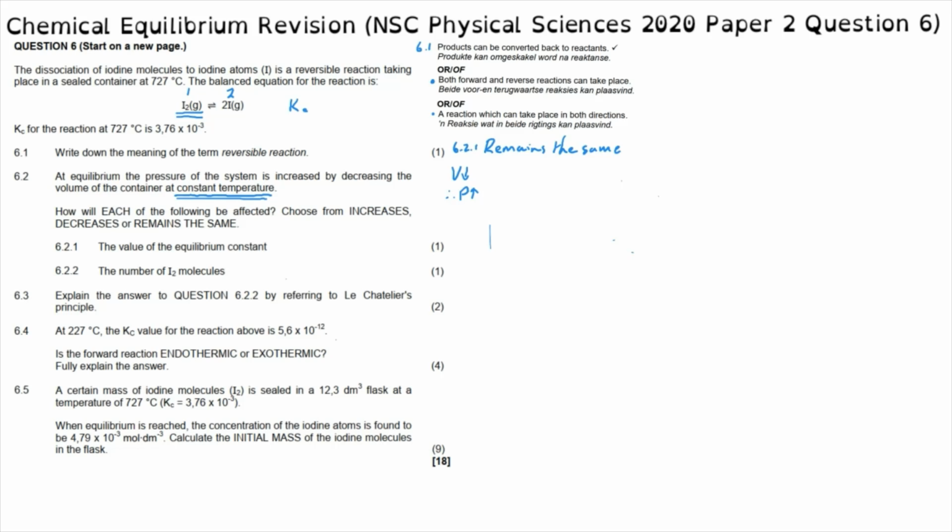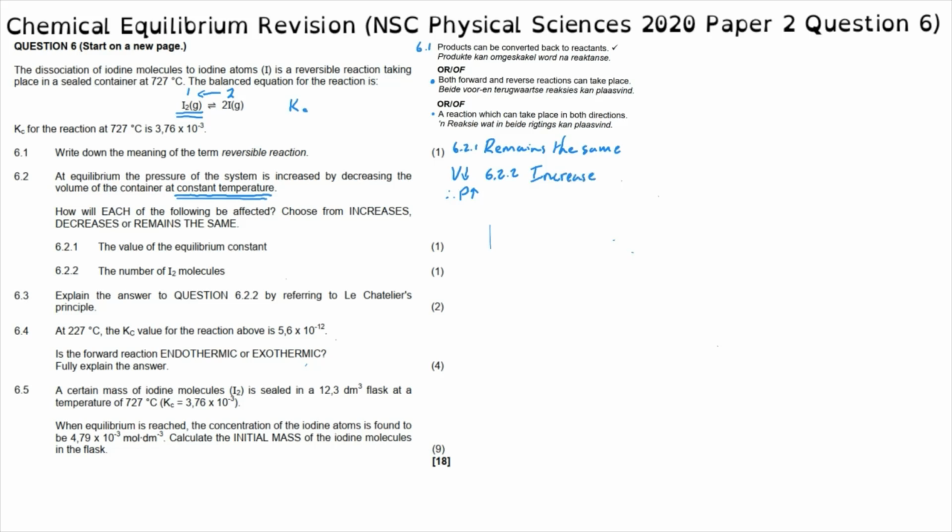And so when there's less space available, the reverse reaction is going to be favored because the reverse reaction produces fewer molecules. It produces only one molecule as opposed to two. And so as a result, we are going to favor the reverse reaction, and therefore our number of I2 molecules, the answer to question 6.2.2, is going to increase.